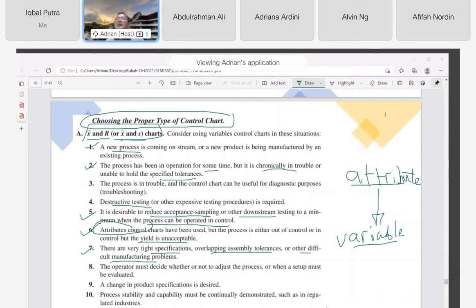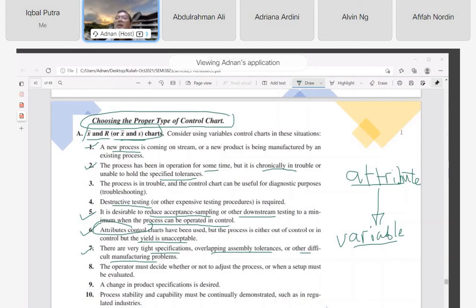Okay, good, there are answers already. The question is X bar R and X bar S charts, compare which one is better. Muhammad Fitri says X bar S when N is greater than 10. That's good. S is used when N is big. Normally in an X bar chart we use only 4 or 5, but when every sample that we take for every subgroup is 10 or more, an S chart can be used.